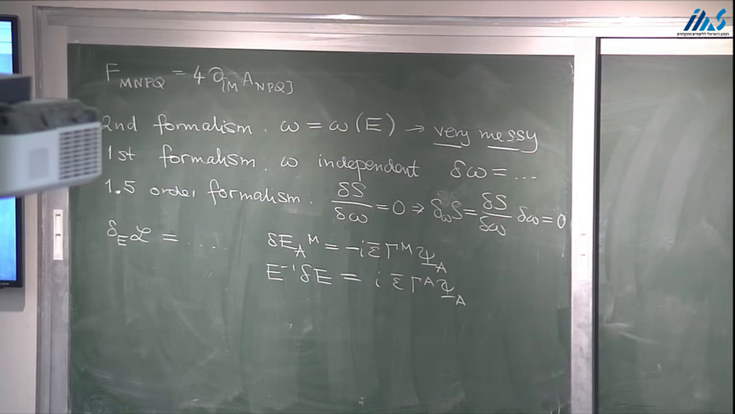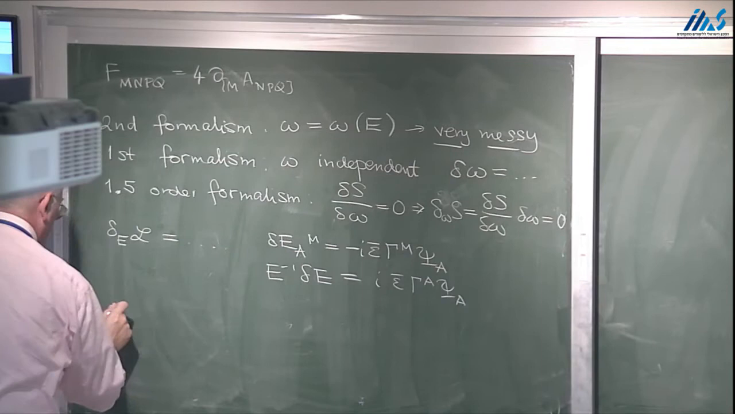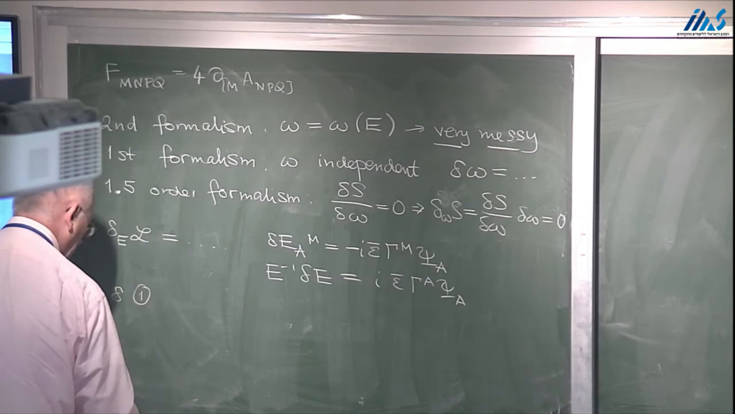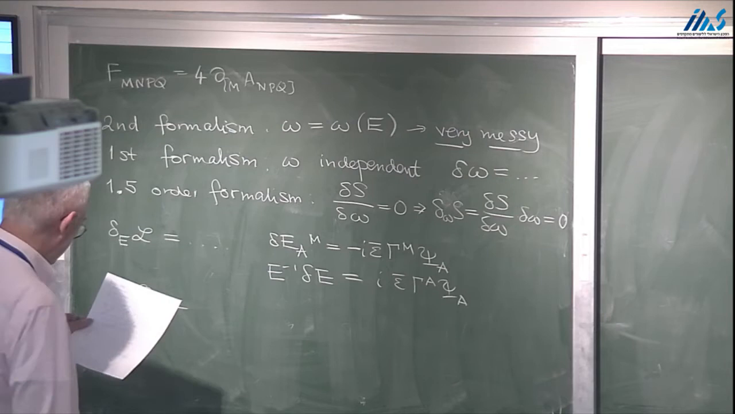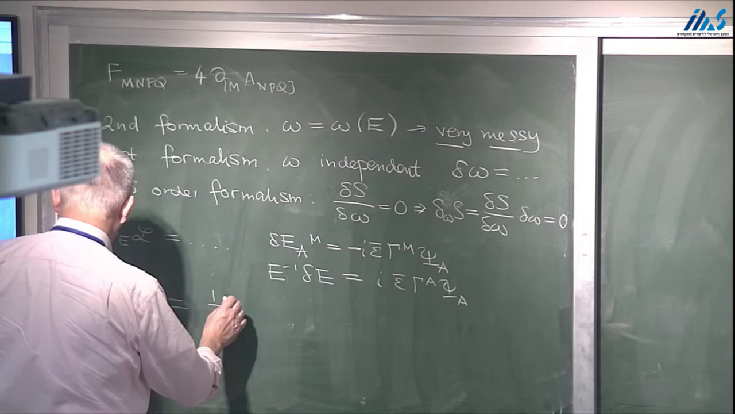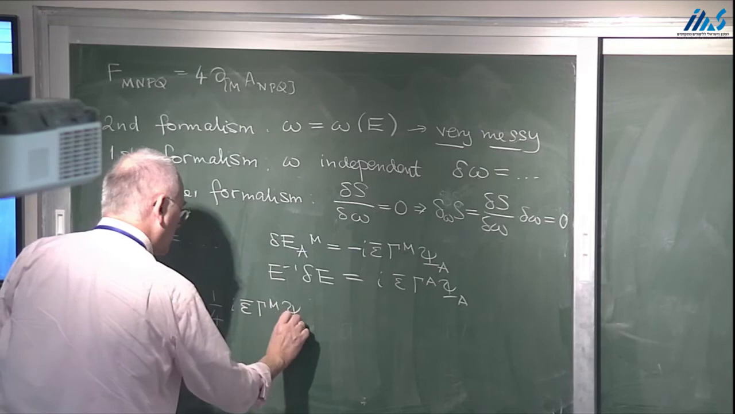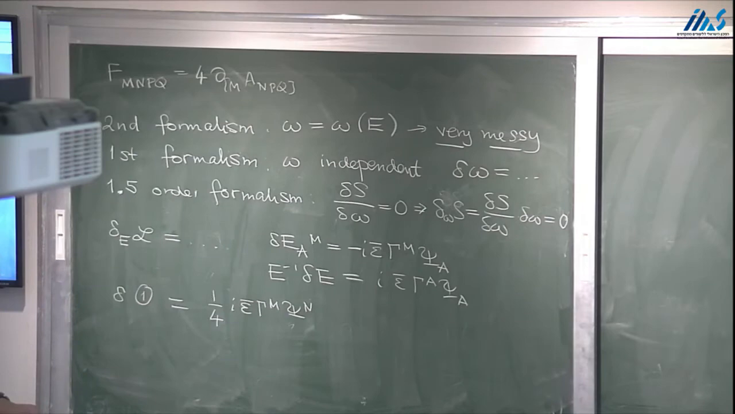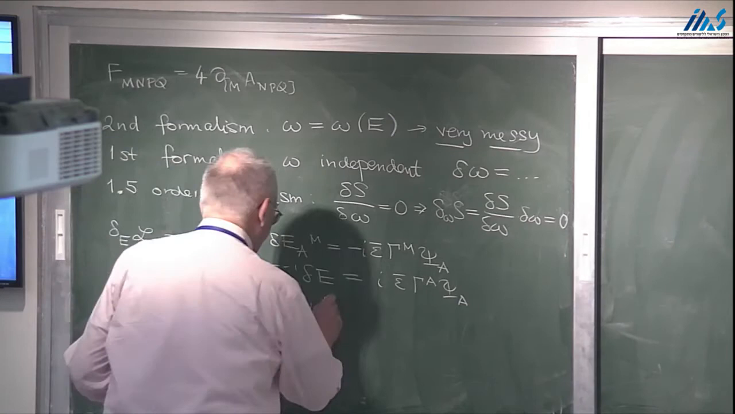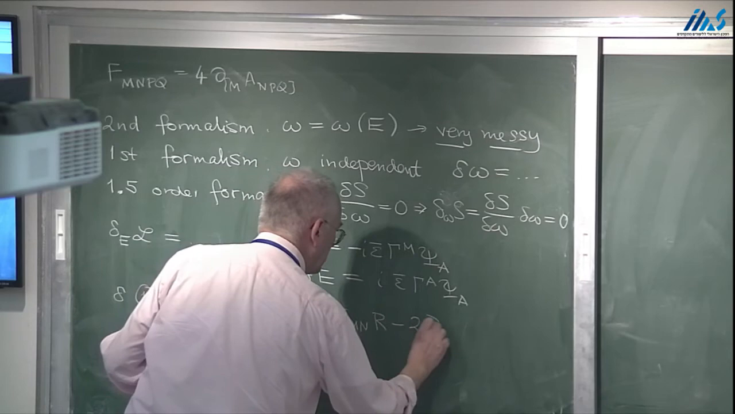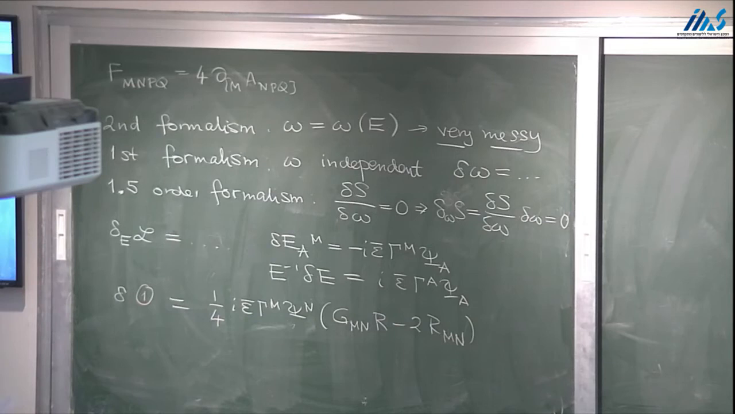So we'll just look at particular terms. We look at the variation of 1. And now, using these formulas, it's easy to see that you just get the Einstein tensor. It's one quarter times i epsilon bar gamma m psi n. Well, always keep in mind that here you raise it with the metric, here you turn this curved with by means of the vielbein. This is g^{mn} R minus 2 R^{mn} times here this variation. So this is the variation of the first term.